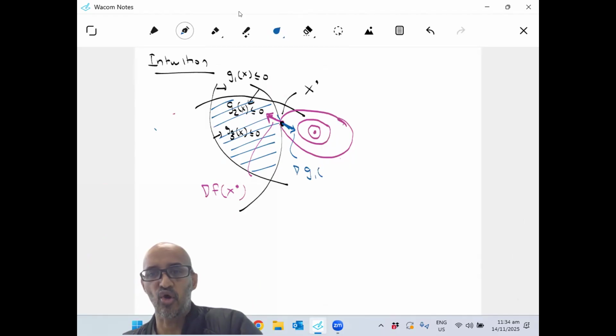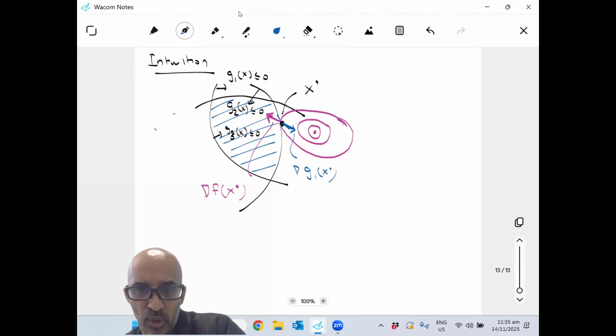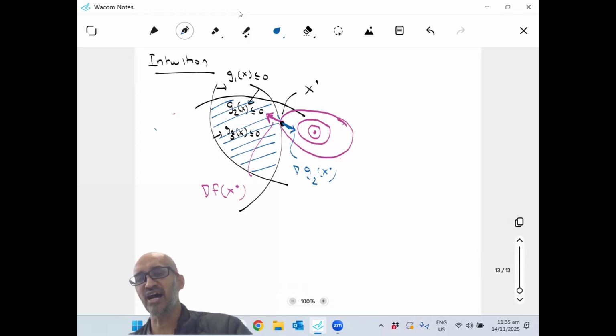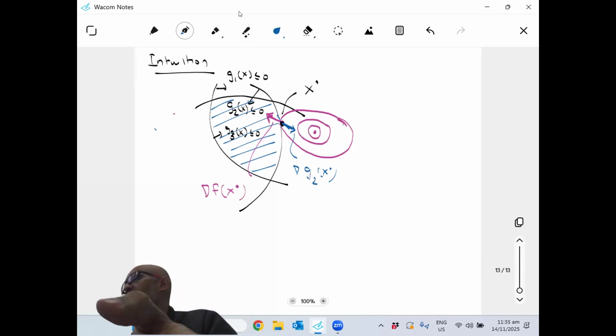This is del G1 of x star. Sorry, this is not G1, this is G2 in this example. The gradient of G1 at x star really does not matter, because even if I was to change this curve a little bit, if I moved it, it doesn't change x star being the optimal.